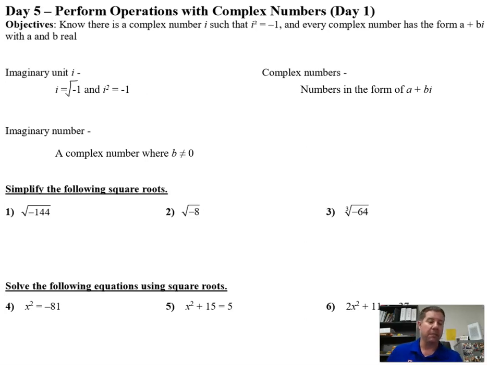So first we got to talk about this imaginary unit i. You'll see it on a complex number. Complex numbers are written in the form of a plus bi. That i is our imaginary unit.